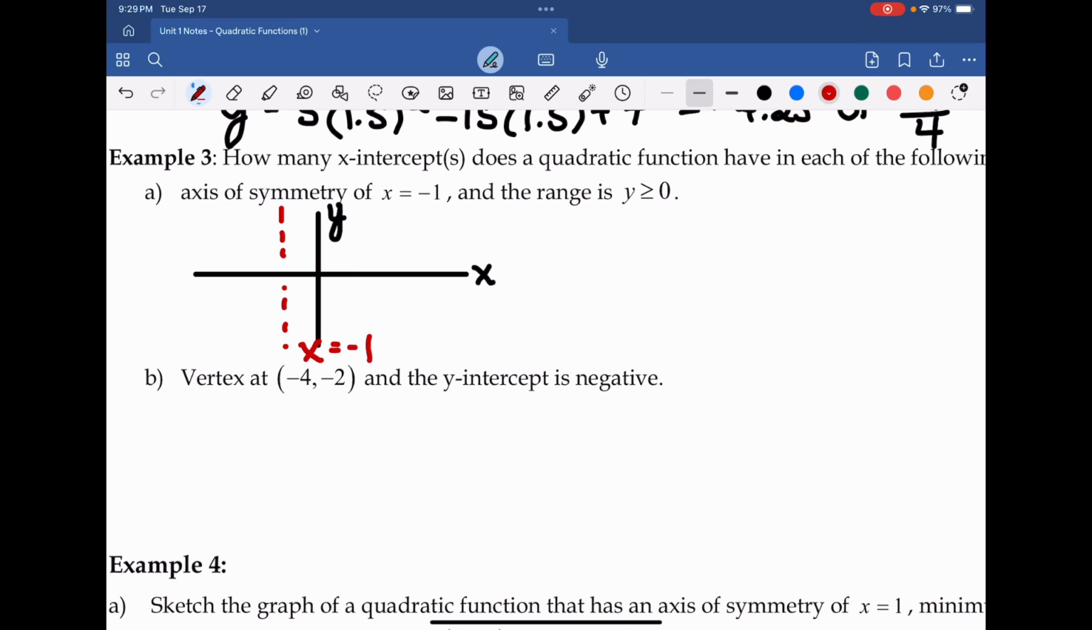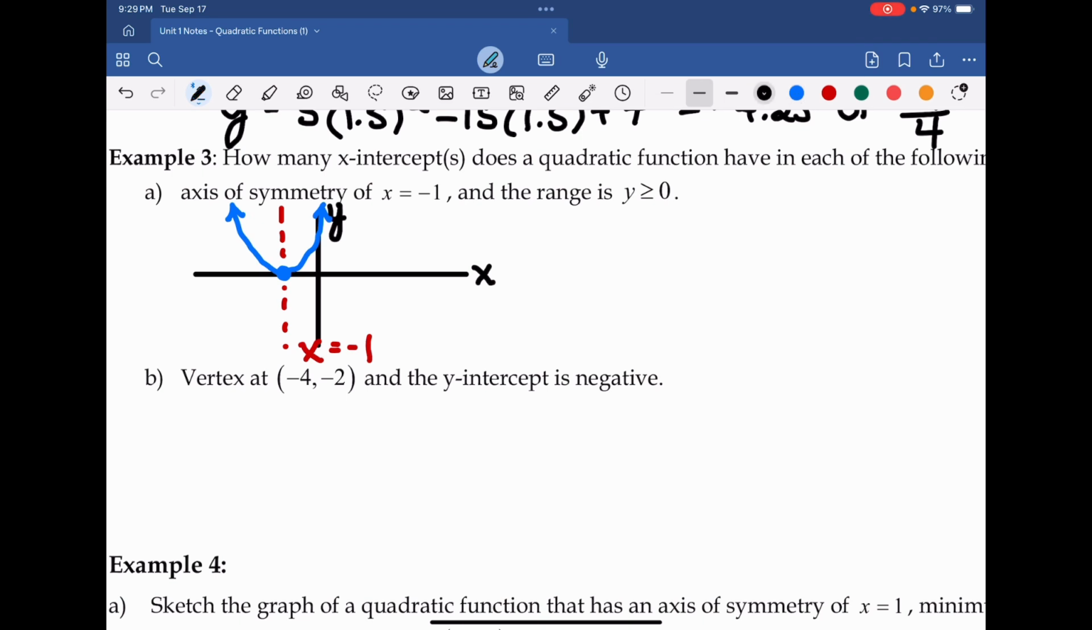They also say that the range, or the y values, must be greater than or equal to 0. So I'm going to start right here, and then I'm going to aim it upwards, because when we look at this, in order for it to be greater than or equal to 0, it must be an upwards facing graph. How do we know it starts at this point? Because they said it could be equal to 0, but it must be greater.